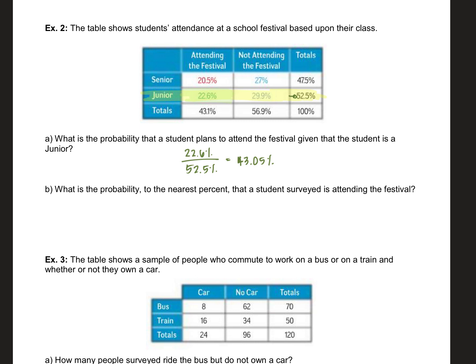So this one, they have actually already calculated our probabilities of people either attending or not attending the festival. That's what they're giving to us right here in this column for totals. So they're asking to the nearest percentage, students surveyed that did attend the festival. That means I'm looking at seniors and juniors that attended the festival. So to the nearest percentage, 43% of them attended. So I don't even have to set up a probability, a fraction at all for myself because they already calculated my probabilities for me. I just have to know how to interpret them from the table.